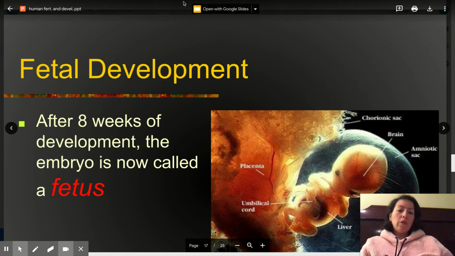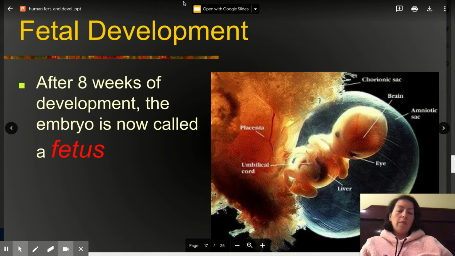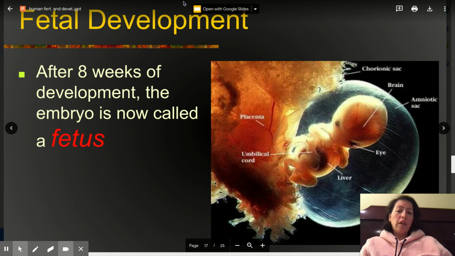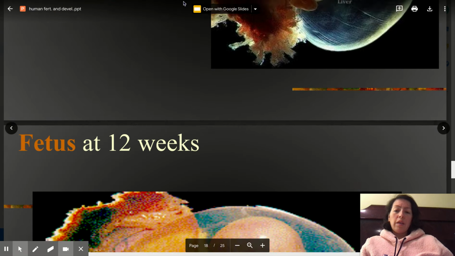Now, after 8 weeks, it's no longer called an embryo because it actually has the organs, all the organs. Some of them are not all fully functional, but it does have all the organs that an adult human being would have. And so this is now called a fetus at 8 weeks. Okay, and another structure that's important that they introduced in the video, you'll see, is the placenta. Now, we're going to get to that in a minute.